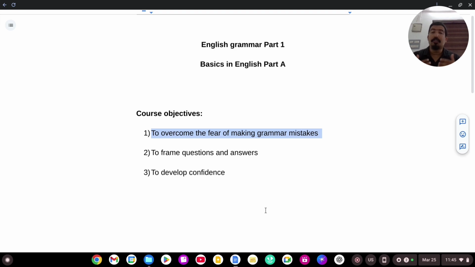But when it comes to speaking, there lies the issue. You are not confident. You feel that you are making some mistakes while you speak. Sometimes you don't get the right sentence structure. You don't have an idea where to start the sentence, especially if you are not a native English speaker, you will find it difficult to just translate it from your regional language. That's why we are focusing on these course objectives, like the first one, to overcome the fear of making grammar mistakes. If that fear is there, you won't start speaking, right? So that is one of the objectives here.